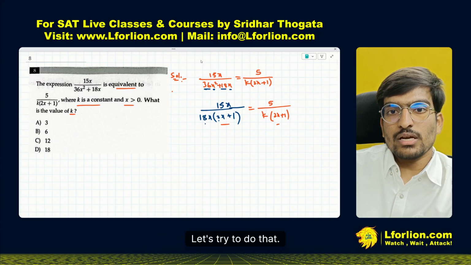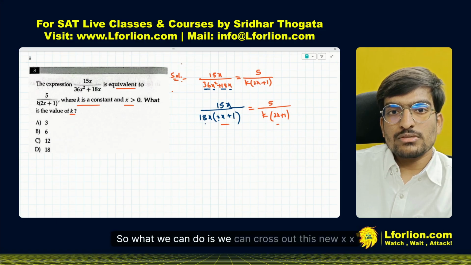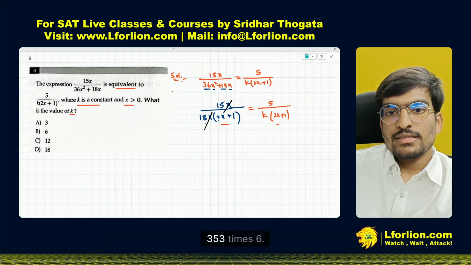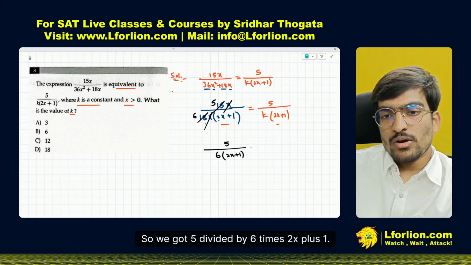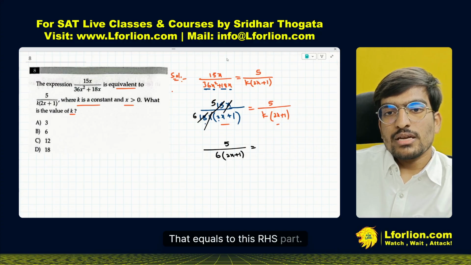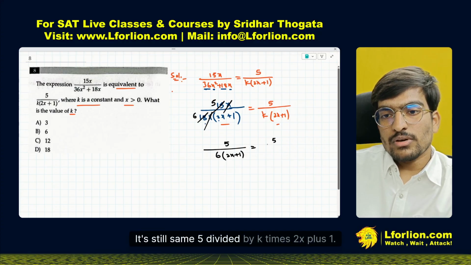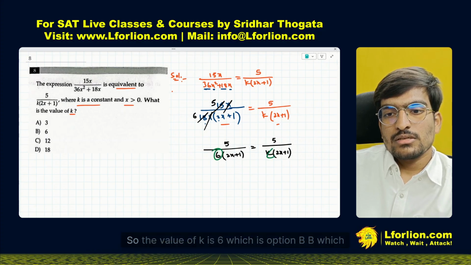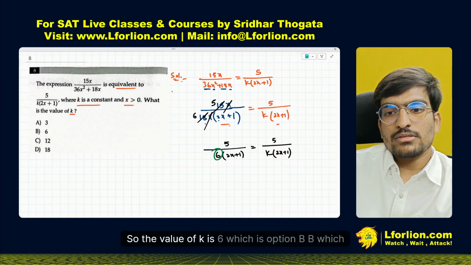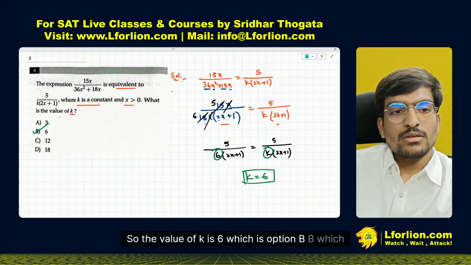Let's try to do that. What we can do is cancel out this x, and then 3 times 5, 3 times 6. So we got 5 divided by 6 times 2x plus 1. That equals the RHS part, which is still the same, 5 divided by k times 2x plus 1. So in the place of k, it is 6. So the value of k is 6, which is option B.